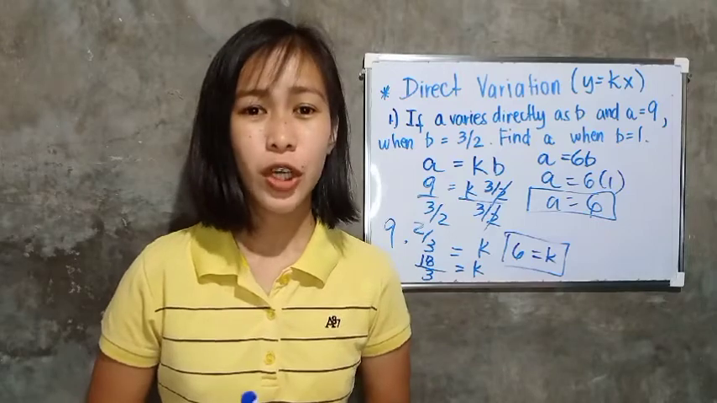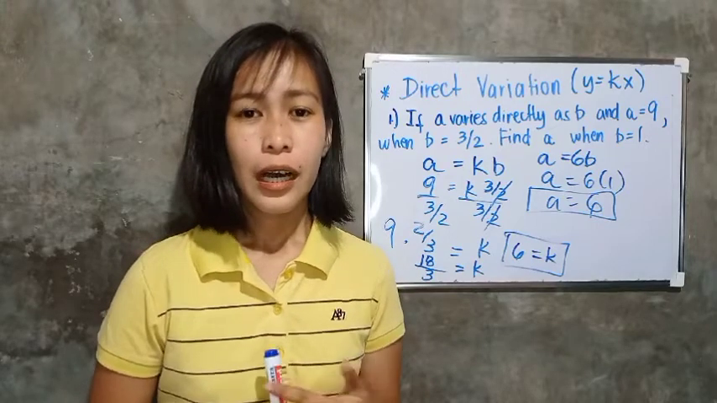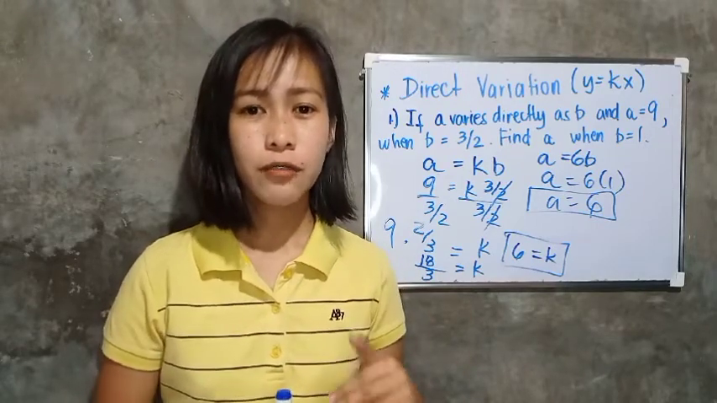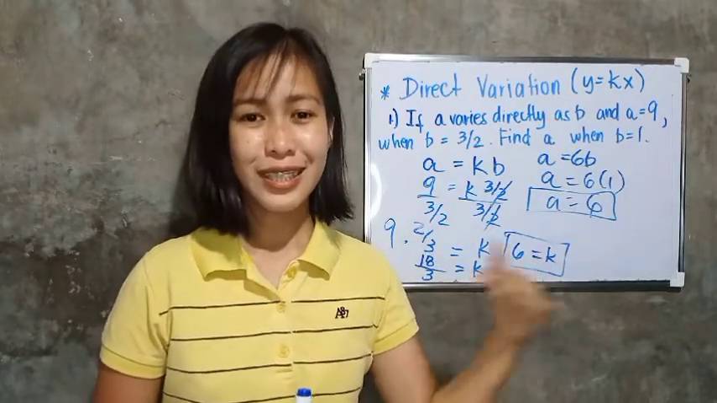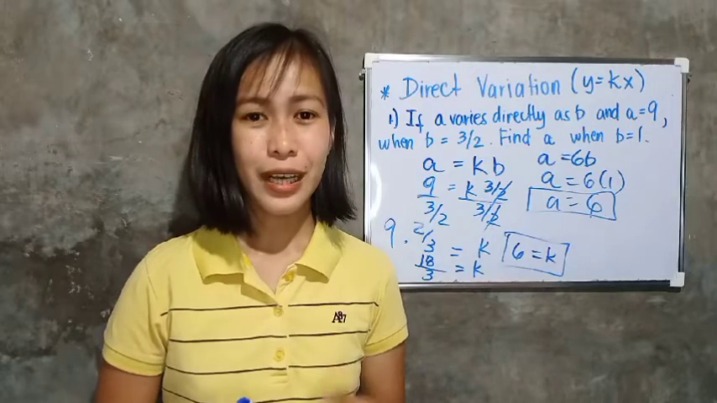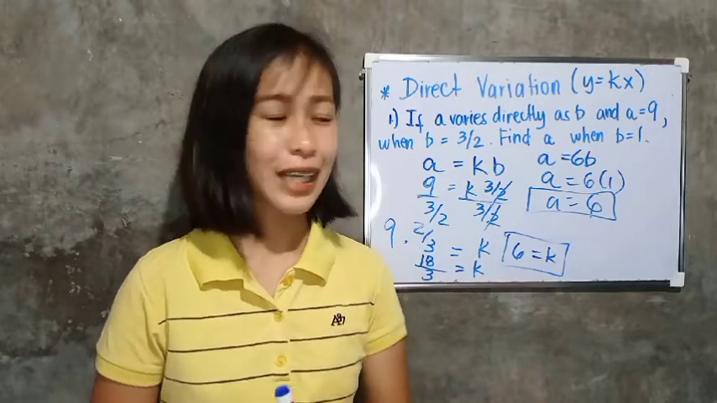So, I forgot to mention the definition kanina, no? Again, ulitin ko, direct variation when two quantities increase at the same time or decrease at the same time. Ayan. So, hindi ko nasabi yung decreases kanina.